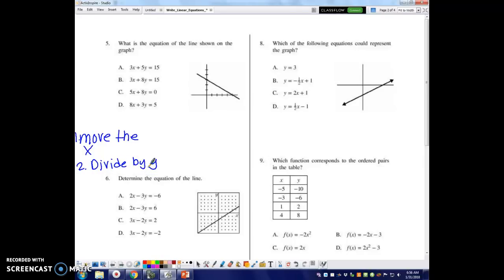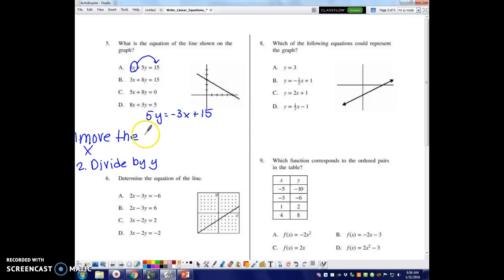Move the x, divide by y. That's what you need to always remember. So, if we move this x, it changes from a +3 to a -3. So we have 5y equals -3x plus 15. So we moved our x.